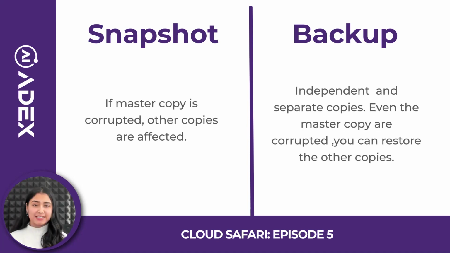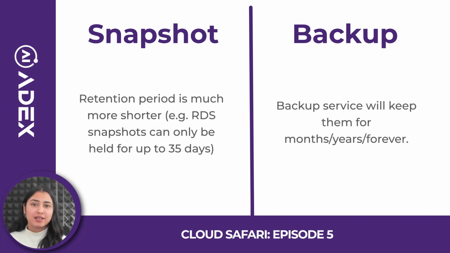The third difference is AWS snapshot copies are interdependent with each other, meaning if the master copy is corrupted or any malicious activity happens in that, then other copies will be affected by it. But in AWS Backup, the copies are independent of each other, so there will be no problem in restoring the other copies even if the master copies or previous copies are affected. The fourth difference is that the retention period of snapshots is much shorter than AWS Backup. In AWS Backup, you can store the backup for months, years, or forever as you wish, but with AWS snapshots, you can't do that.